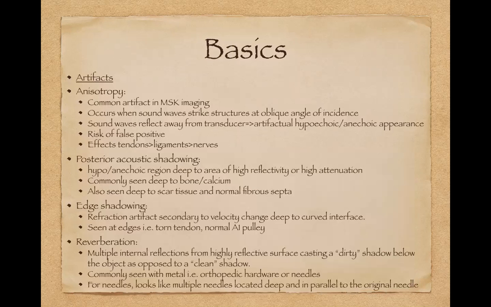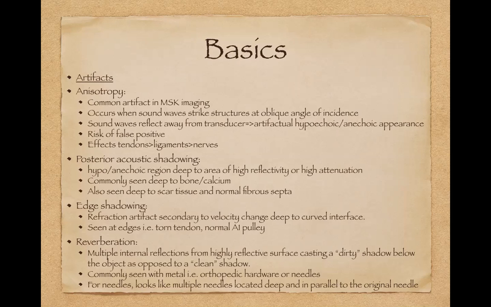Let's talk a little bit about artifacts now. We talked about anisotropy a little bit. It's a common artifact in MSK imaging. It occurs when the sound waves strike a structure at an oblique angle of incidence. The sound wave, as opposed to coming back to the transducer, reflects away and leads to an artifactual hypoechoic or anechoic appearance, which can lead to a risk of false positives, especially in tendon tears, where it has the most effect, more than in ligaments and nerves.